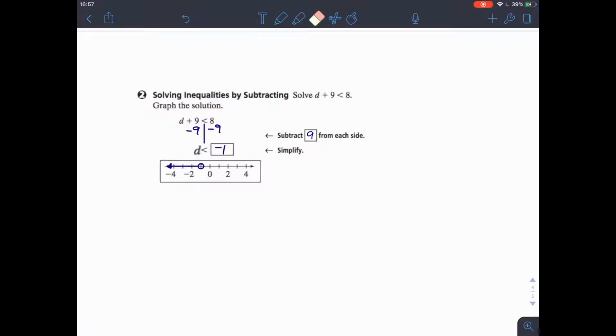When we go to graph on a number line, we're going to put an open dot on -1. The reason for the open dot is because -1 is not less than -1, so we need to make sure it's open so we know it's not a solution. Then we go in the direction of all of the numbers that are less than -1, which would be left.